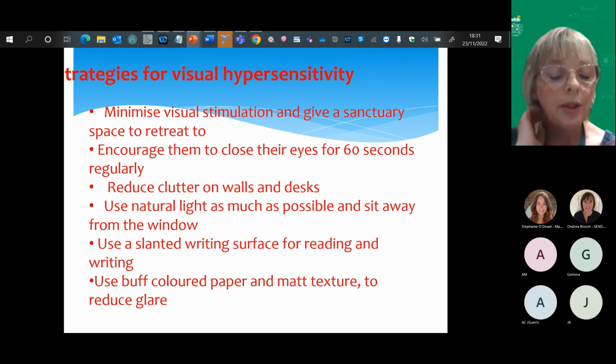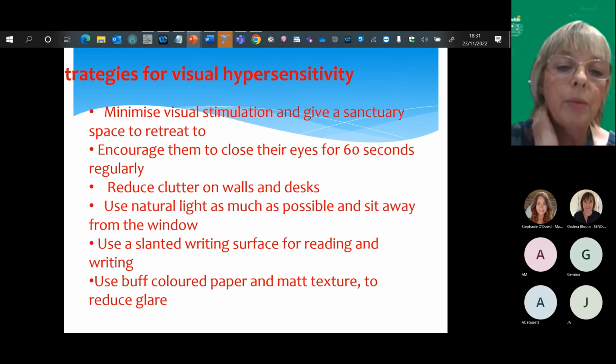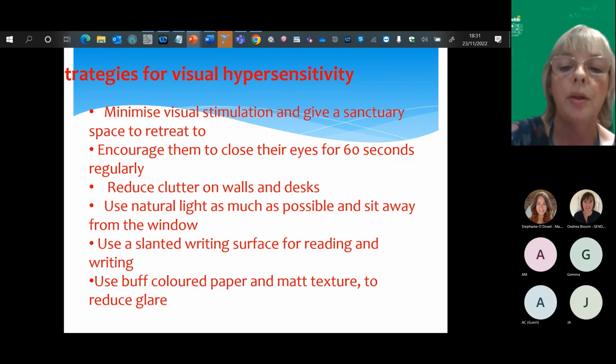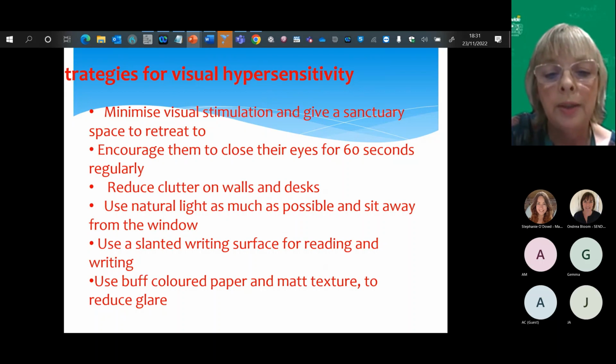Okay, there's some strategies there, and they'll be available for you to print off at the end. If you think your child has got visual hypersensitivity, in fact any sensory processing problem, it's really important to work alongside the school SENCO and make sure that the school understand. There are things like workstations that can be set up for children.